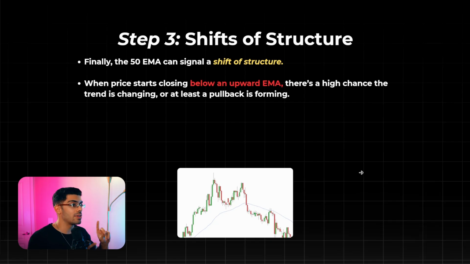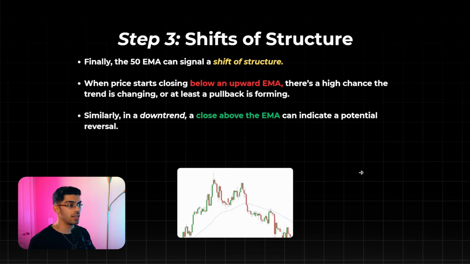Doesn't necessarily mean it's going to completely reverse. A lot of times it will, but it'll at least show you that a pullback is starting to form. Similarly, in a downtrend, a close above the EMA can indicate a possible reversal.